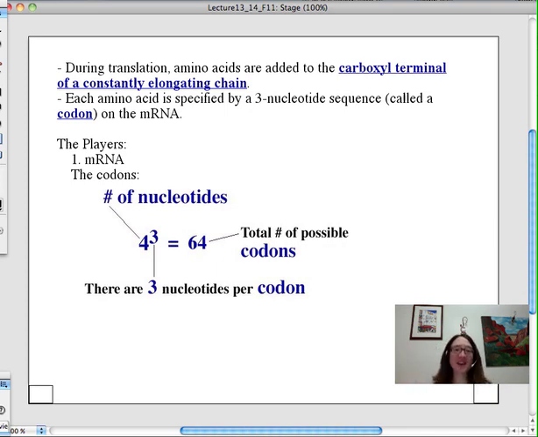Right now you're probably frantically writing this down, but maybe you're also scratching your head because 64 is far greater than the 20 that are needed to specify those amino acids that we see recurring in proteins. So this means something, right? This means that there must be the possibility for more than one codon to specify a single amino acid. And that is very true.